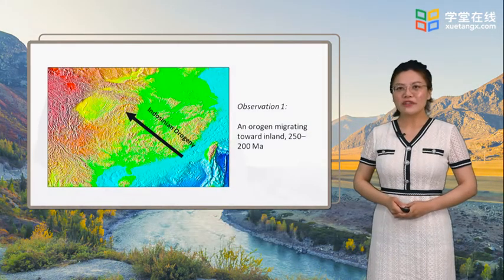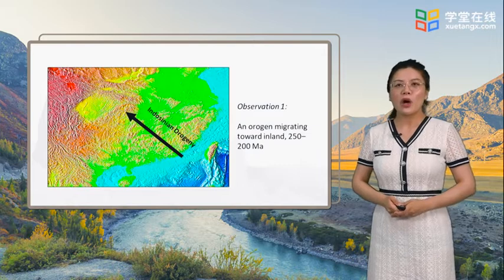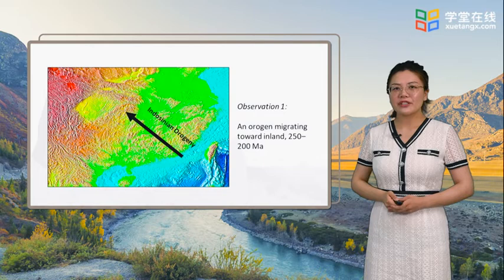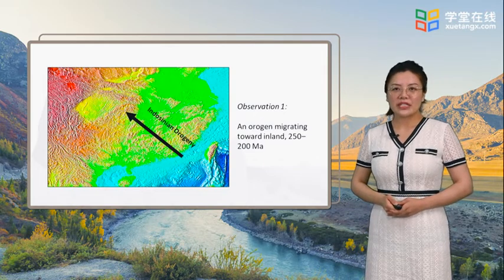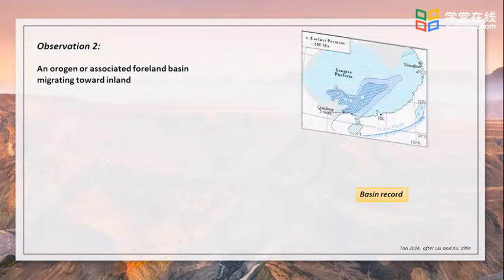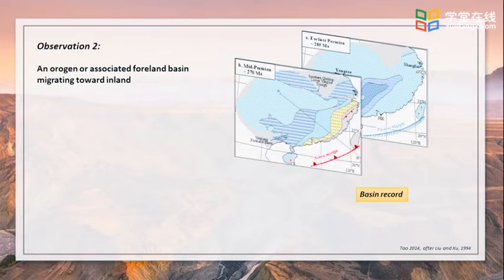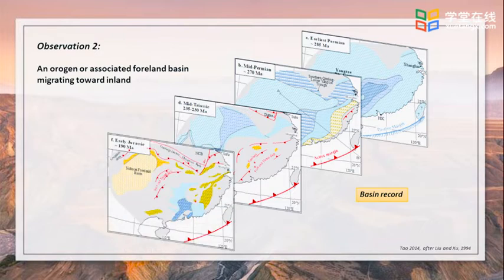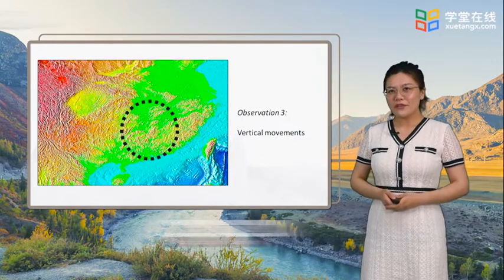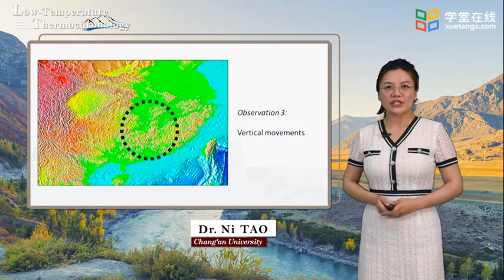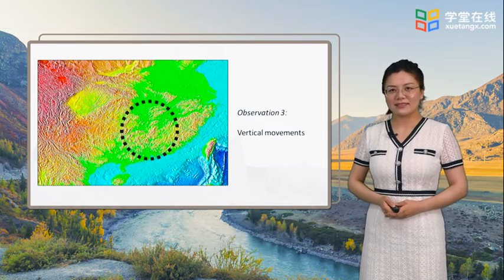There are some key observations of South China during the Mesozoic worth our attention, including, first, an orogen migrating towards the inland from 250 to 200 million years ago. Second, according to the basin records of South China during the Mesozoic, an orogen and its associated foreland basin was migrating towards the Craton inland. And third, significant vertical movements, as indicated by the topographic changes, are observed in this area.